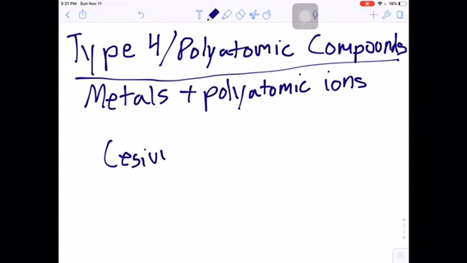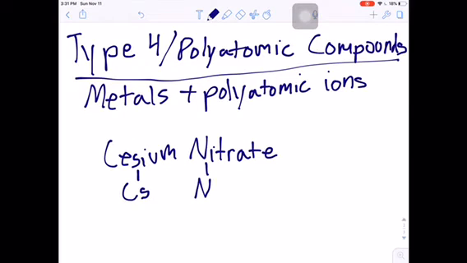To get to the formula for cesium nitrate, we know that the symbol for cesium is Cs, and the formula for nitrate is NO3. The formula would be CsNO3 because they both have a +1 charge.